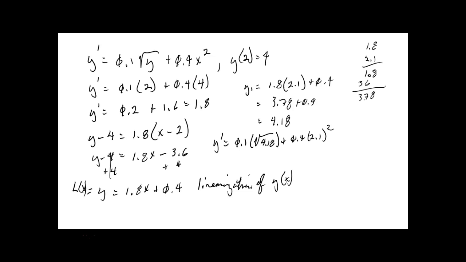So you want me to do the square root of 4.18? Yeah, well, do that whole thing here: 0.1 times the square root of 4.18, plus 0.4 times 2.1 squared. And thank you so much for being here.